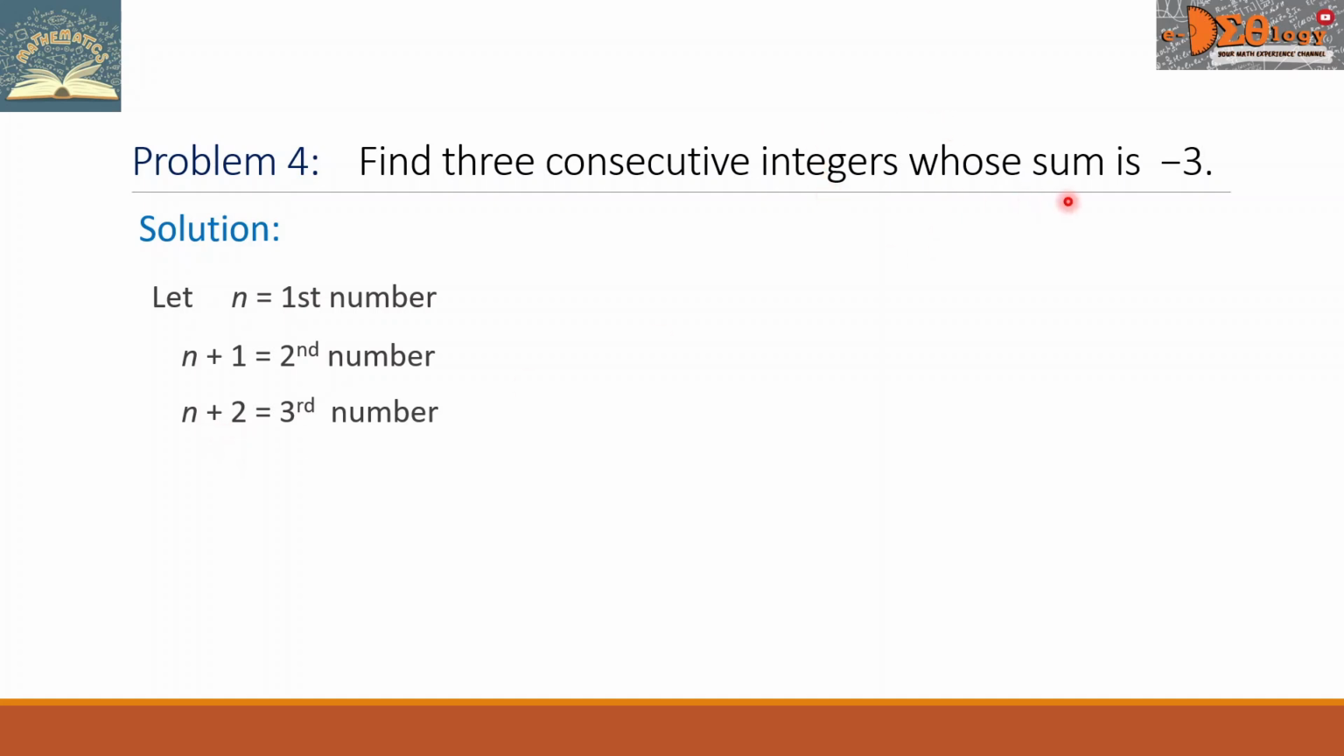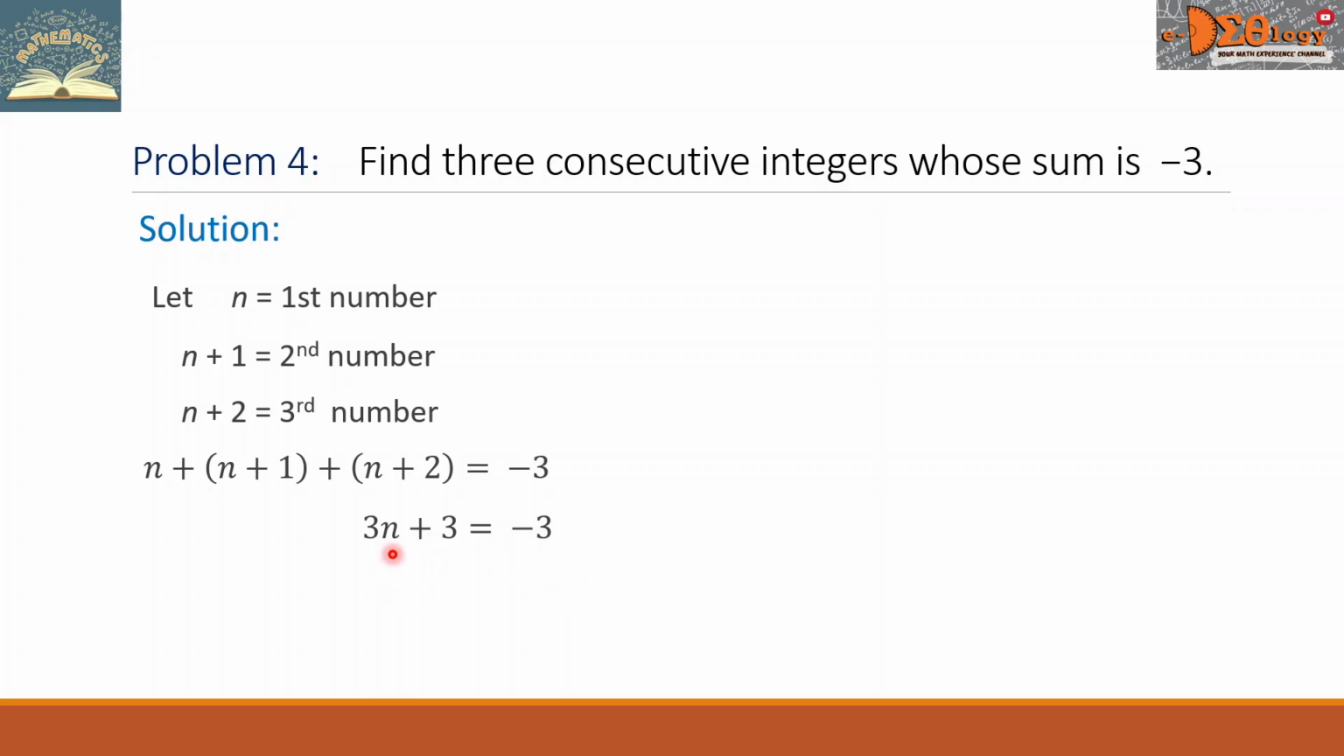The problem says the sum or total is negative 3. That means we're going to add these three numbers. So it becomes like this: the first number n plus the second number n plus 1 plus the third number n plus 2 equals negative 3. Let us now simplify the left side. We remove the grouping symbols respectively. We combine all n and we combine all numbers. So the left side becomes 3n plus 3 equals the right side negative 3.